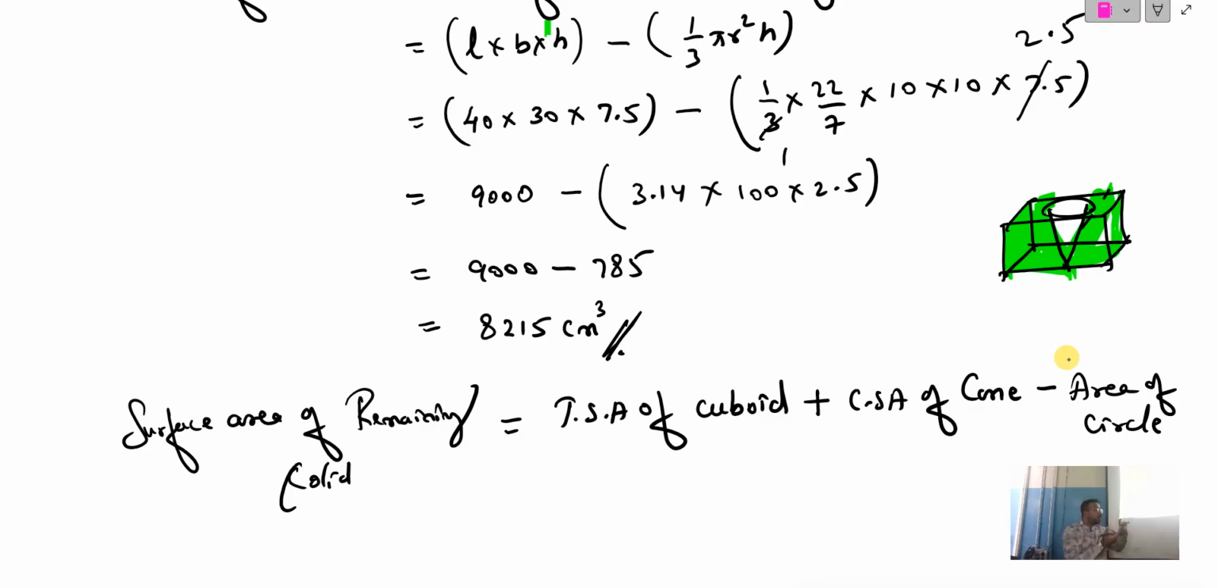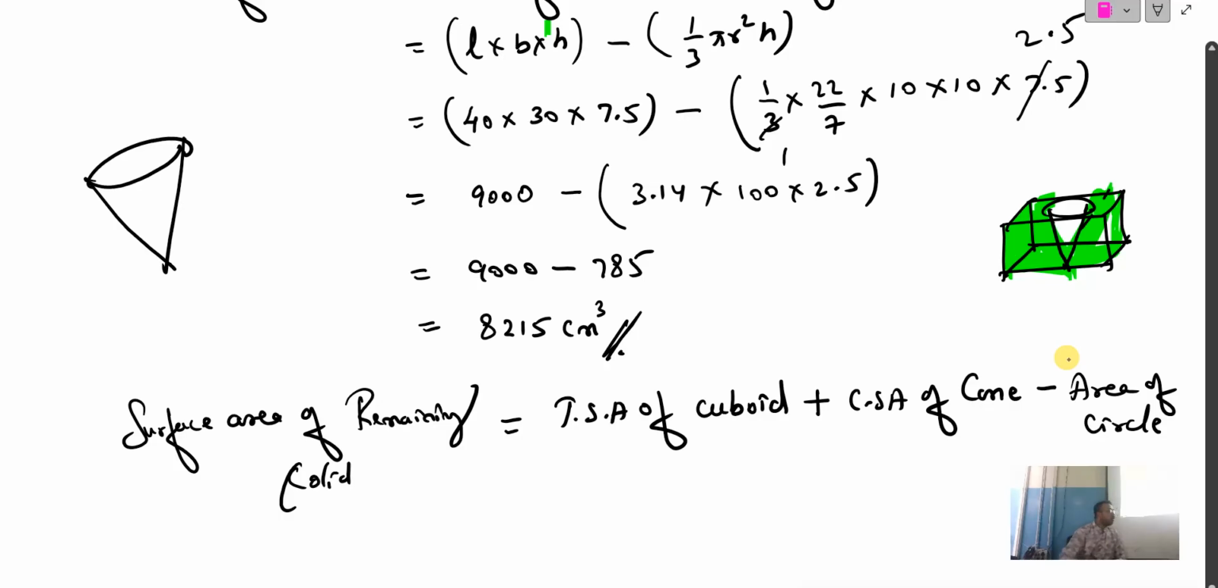Understood? Followed? Now, we can say that total surface area of cuboid is what? Total surface area is 2 into (LB plus BH plus HL) plus curved surface area of cone, pi R L, minus area of circle, pi R square. Clear? Now be careful with the steps here.